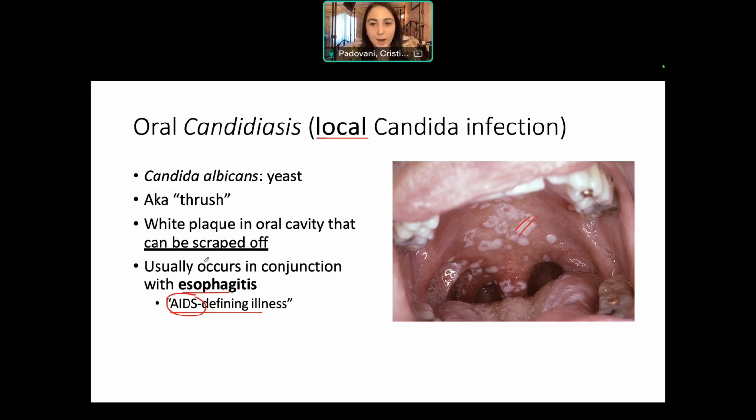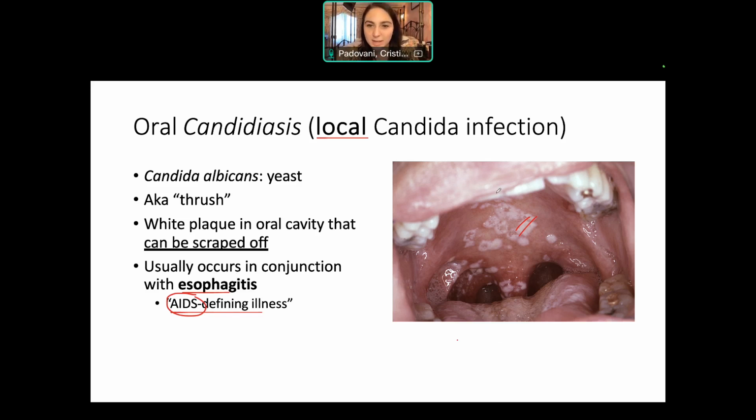What else? I will say too, another thing that you can see oral candidiasis is if you have asthma and you use an inhaled corticosteroid. So if one of your inhalers is a corticosteroid inhaler, and you use that every day, and then you don't use mouthwash afterwards, you can get this as well. You can get oral candidiasis. So that's another way. It's not really an immunocompromised state. The really immunocompromised state is going to be the esophagitis.